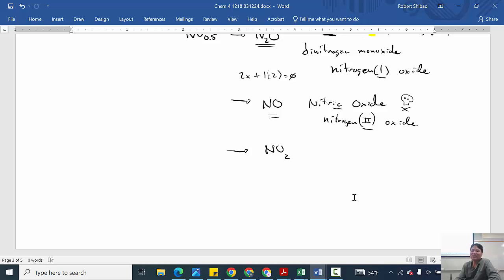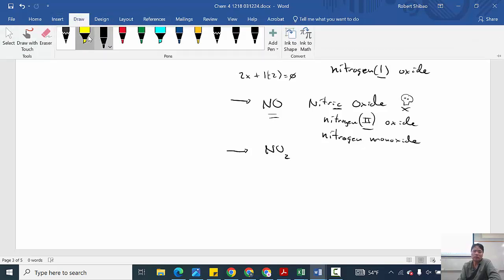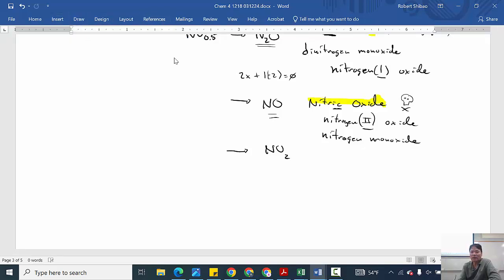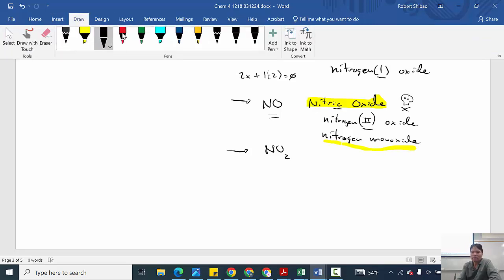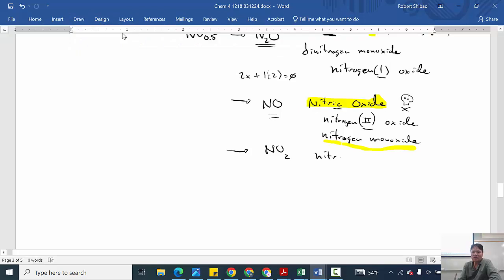Well, there's one more name. I forgot to write the other name. If we follow the rules for the previous one, it's called nitrogen monoxide. And so nitric oxide, that's the most common way people call this, but if I follow the rules, it's nitrogen monoxide. If I follow the rules, what is NO2 called? Nitrogen dioxide. So most people will call this nitrogen dioxide.